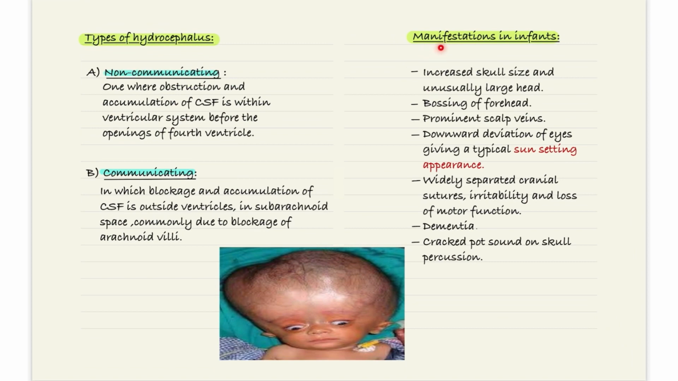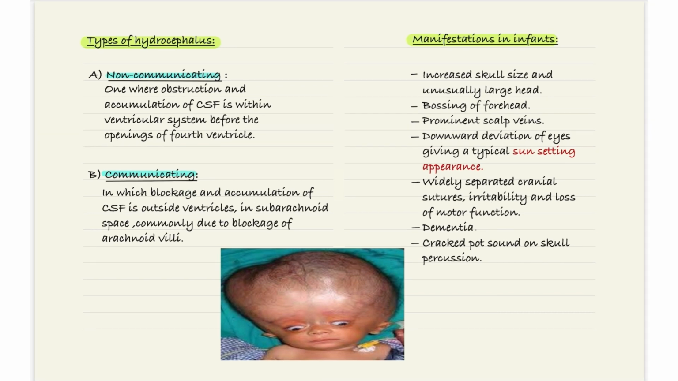Now the last is manifestation of hydrocephalus in infants. So first, increased skull size and unusually large head. You can see in this picture, the head is unusually large and the skull size is increased. Bossing of forehead. Prominent scalp veins. So you can see the veins prominently. Downward deviation of eyes giving a typical sunsetting appearance. You can see the eyes deviated downwards. Then widely separated cranial sutures, irritability and loss of motor function, dementia, that is loss of memory, cracked pot sound on skull percussion.